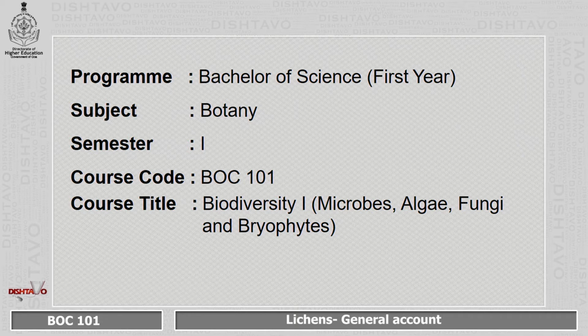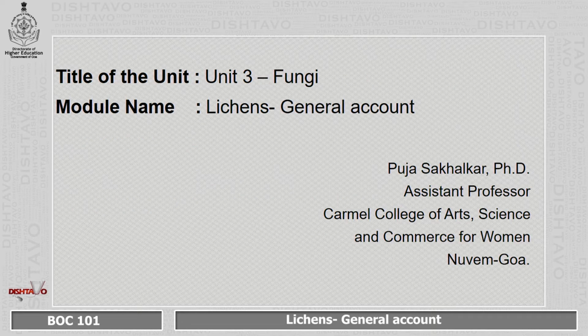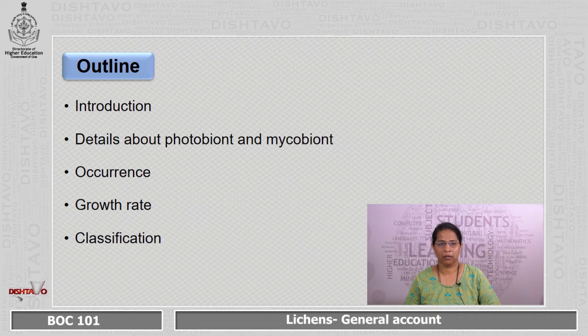The course title of today's module is Biodiversity 1: Microbes, Algae, Fungi and Bryophytes. The title of this module is Lichens: General Account. To give you an outline of this module, we will begin with a brief introduction, then we will look at the details about the photobiont and the mycobiont. We will look at the occurrence of lichens, its growth rate and finally the classification.